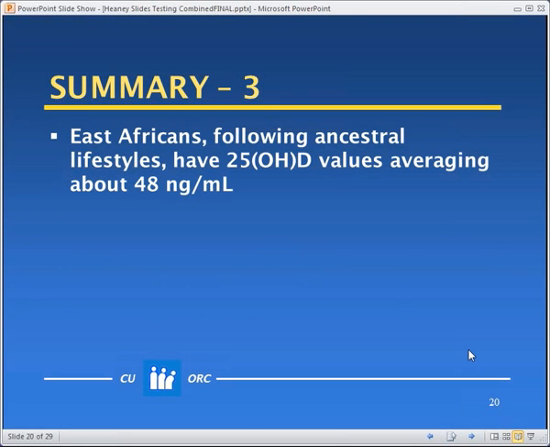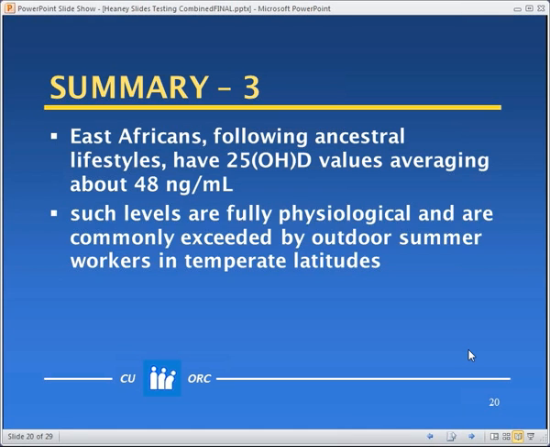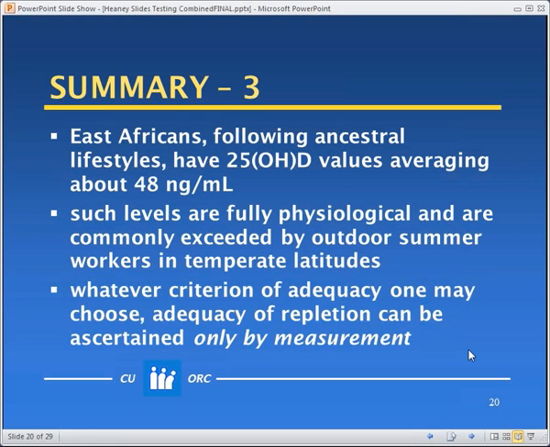Well, to wrap up, as I've shown you, East Africans who are living close to ancestral lifestyles have values about 48 nanograms per milliliter. These are fully physiological, and as I'm sure many of those in the audience know, those levels are commonly exceeded by outdoor summer workers in our own country. If you expose a lot of skin, by end of summer, you're going to have values above that. Nobody's ever gotten sick from that. There are no complications from that. So I'm comfortable with stressing how natural such high levels may be.